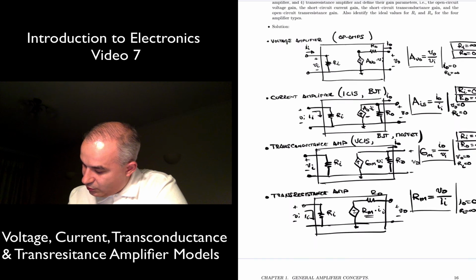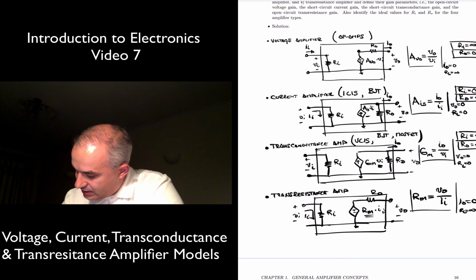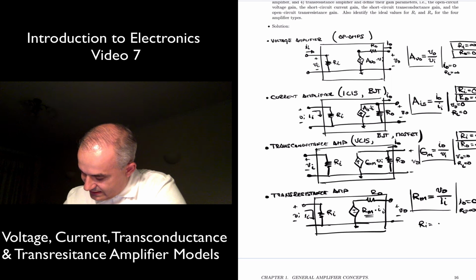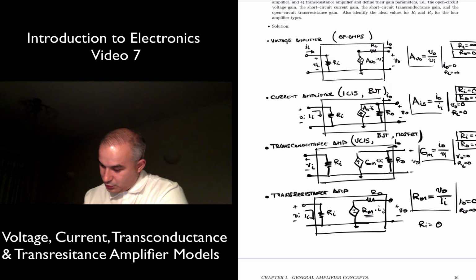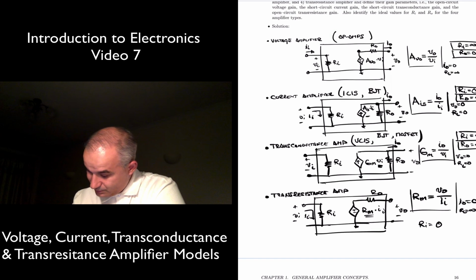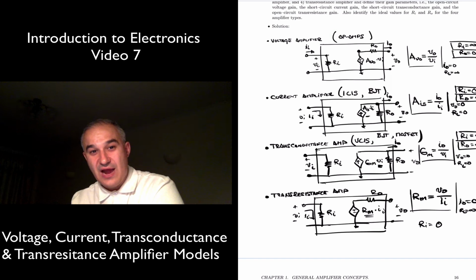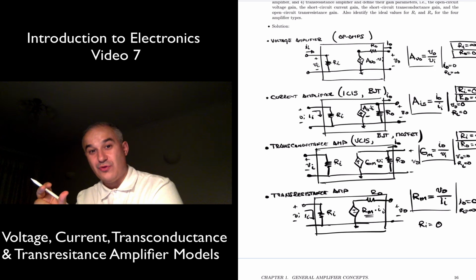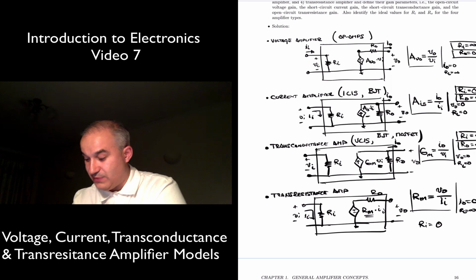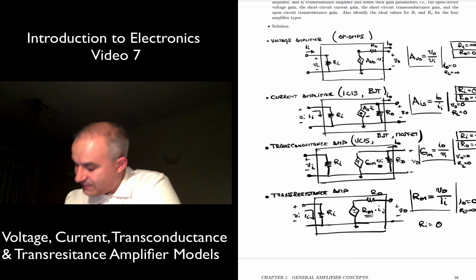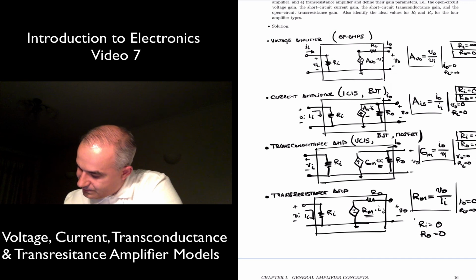And ideally, what do we want? Ideally, we want the input impedance to be 0, because we want to sense that input current and you don't want the current to become smaller because of that input impedance, or have a current divider effect. And the output impedance, you want 0. So those are the ideal conditions.